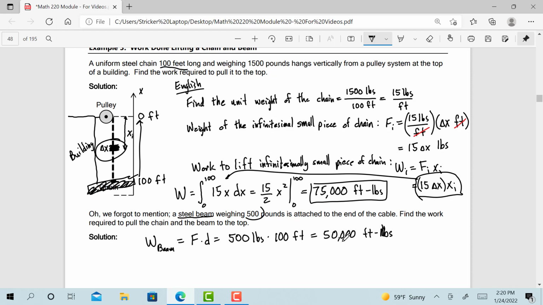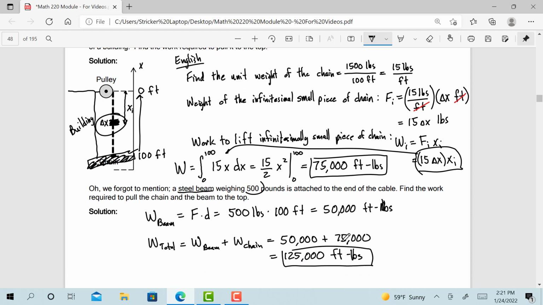And so then the total work is just the work of the two pieces we just found. It's the work of the beam plus the work needed to move the chain. And so that is 50,000 foot-pounds plus 75,000 foot-pounds, which is 125,000 foot-pounds. And that's the answer to example 3.